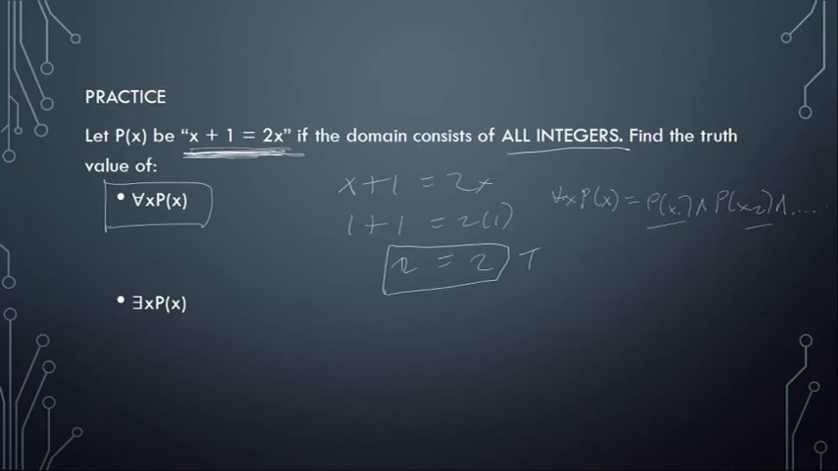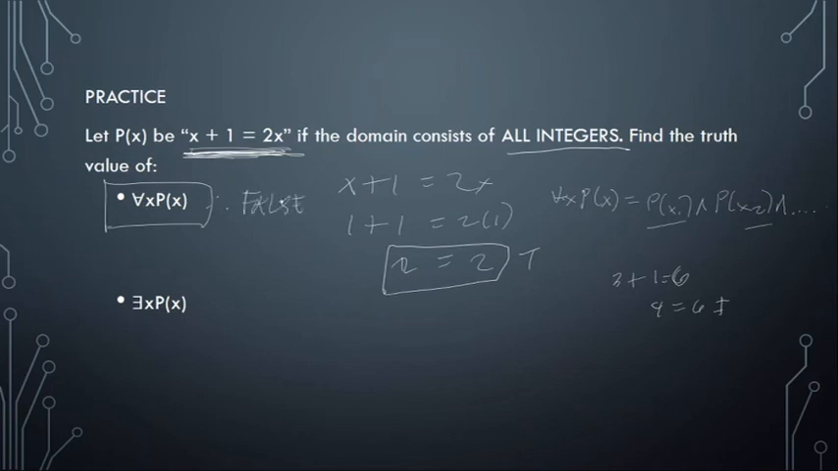So, another example. It is for all. Give me another value for x. 3 plus 1 equals 4, and 2 times 3 equals 6. So, 4 equals 6 is false. Since this is false, therefore this proposition for all x, p of x is false.